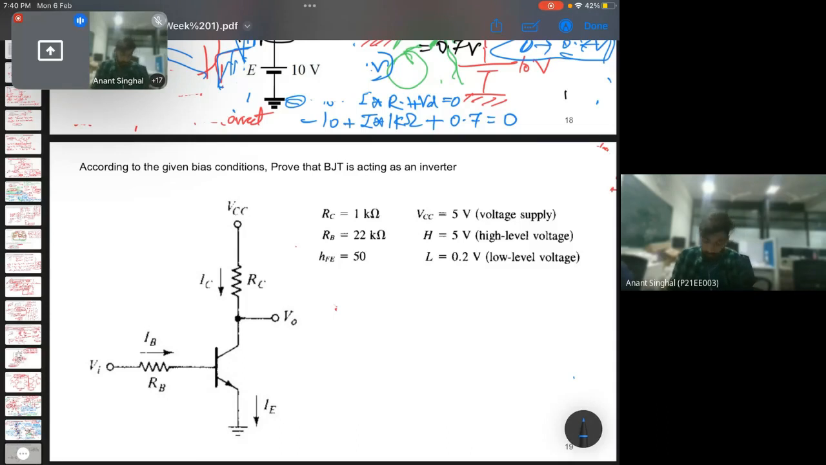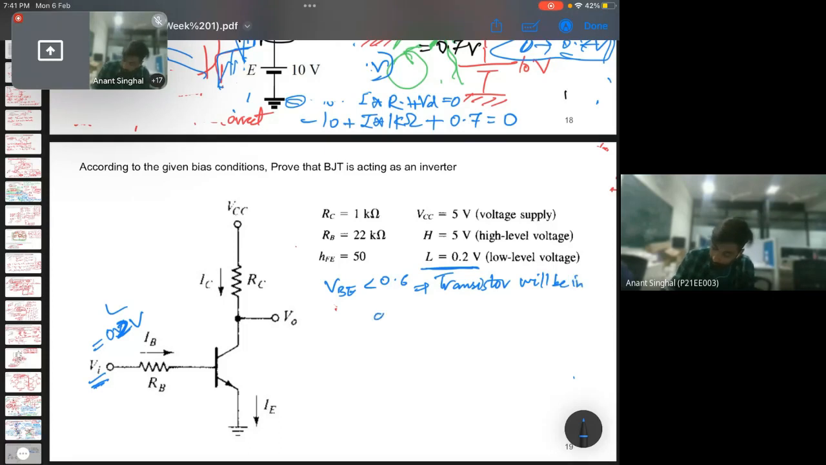So the procedure for this question is, first we'll assume that the input voltage applied to this BJT is low. The low voltage given in this question is 0.2. When 0.2 is applied across this resistor, we know that VBE will always be less than 0.6. We have just read the cases, so the transistor will be in cutoff, which implies this is an open circuit. So the whole V0 will be at VCC, and VCC is given as the high voltage, which is 5 volt.